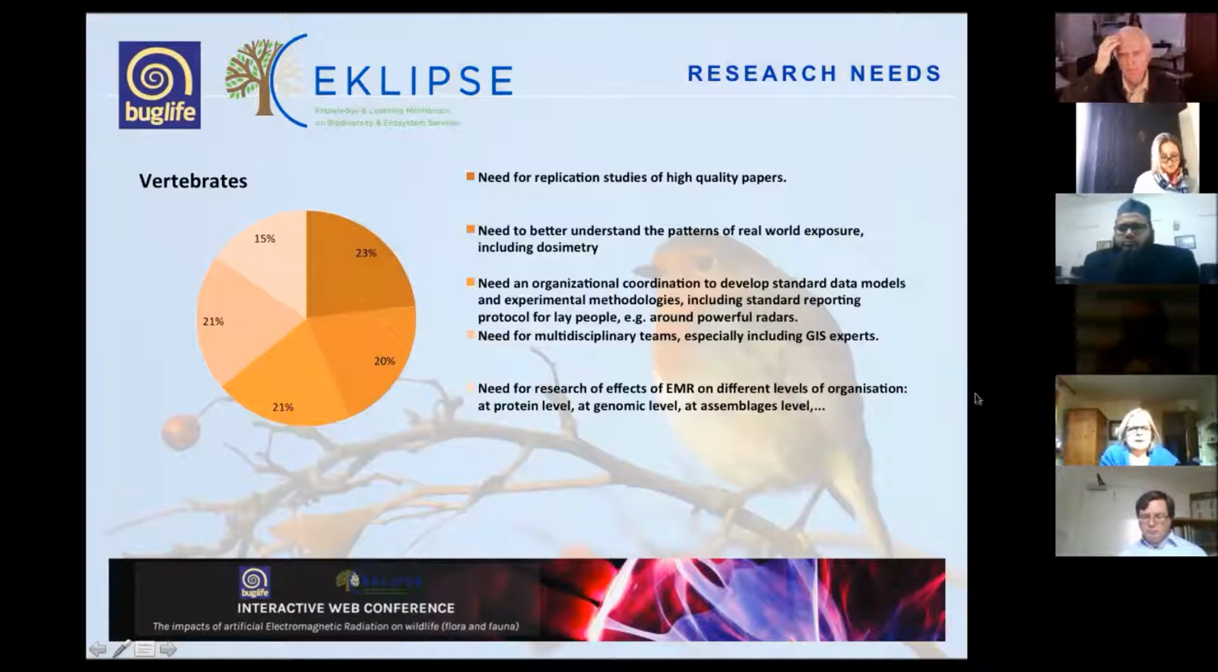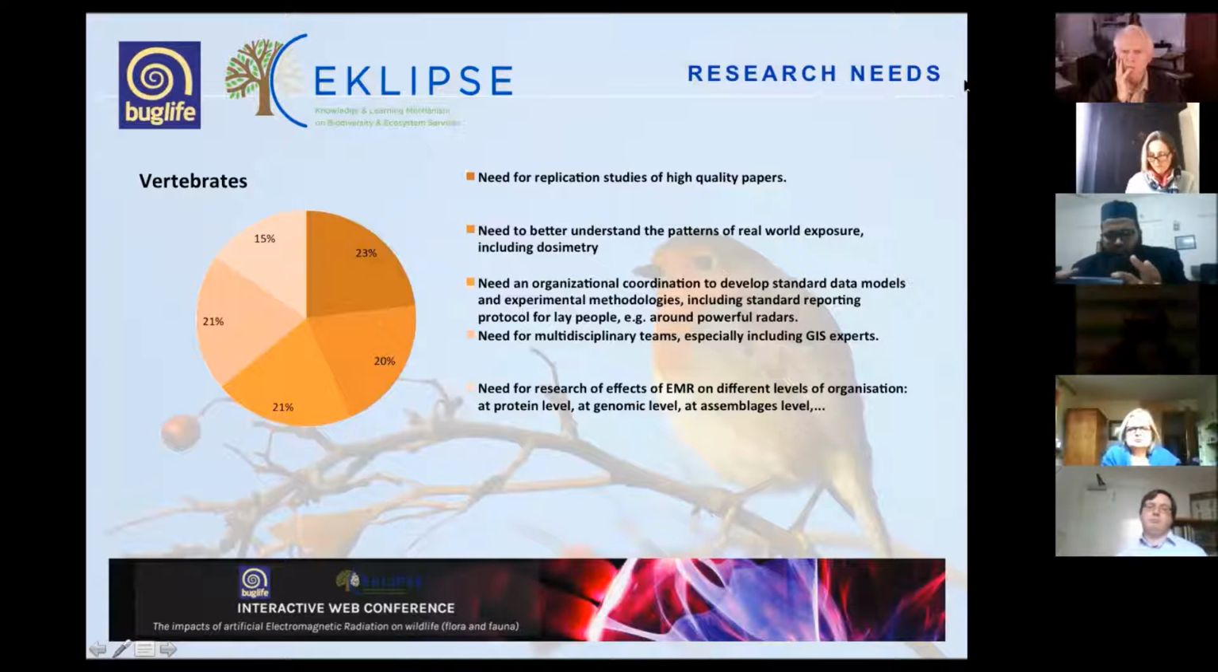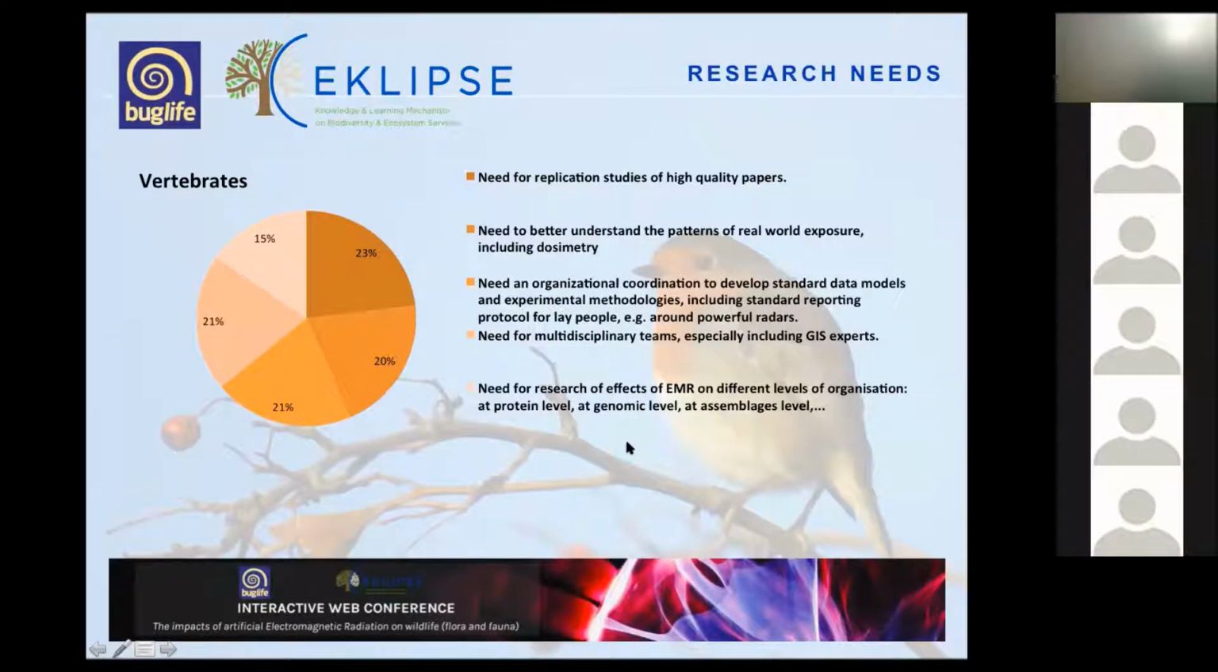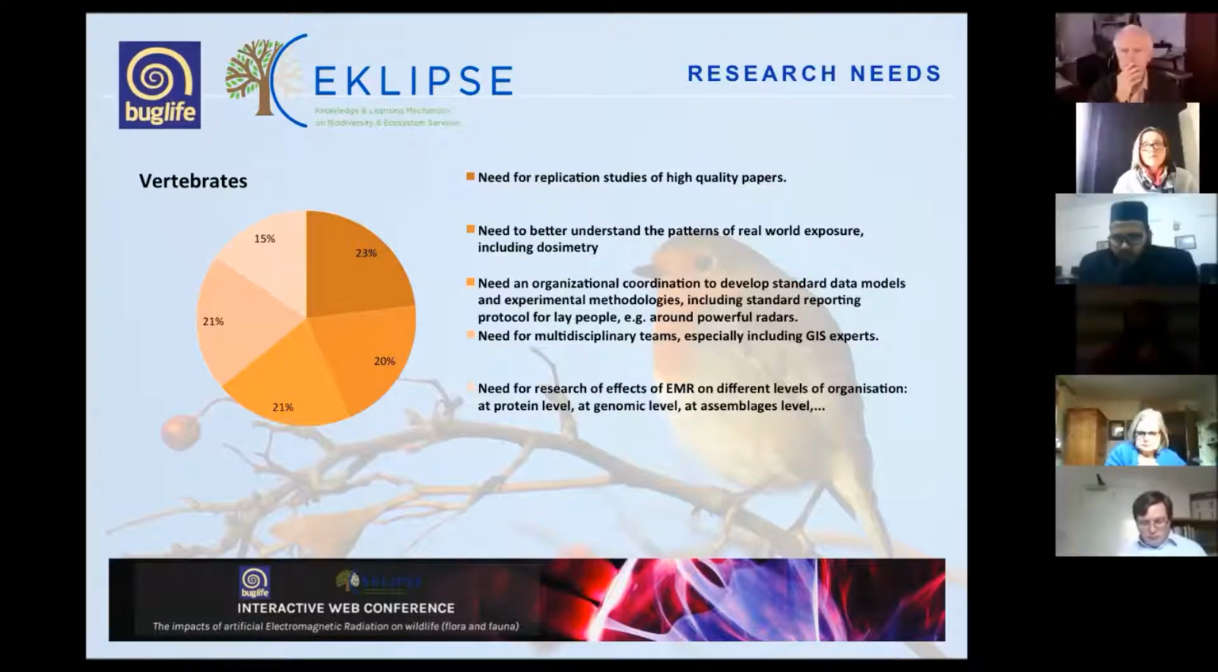These are the results that we had for the vertebrates. I identified here 5 main research needs that received more than 10% of the votes, and which therefore are considered as important by the people who were attending the conference and voting. Again, I'm not going into the detail of each, but you can read them, and I will explain more about them in the transversal research needs. Then maybe we can already go to the next slide.